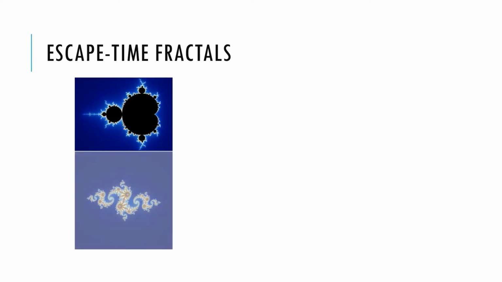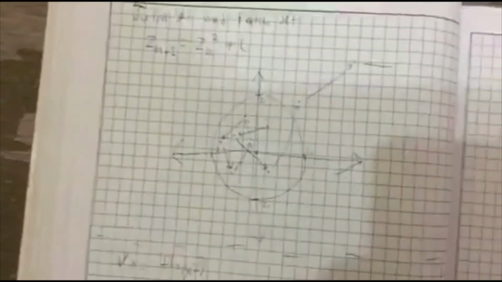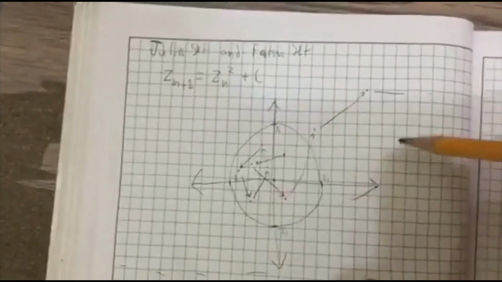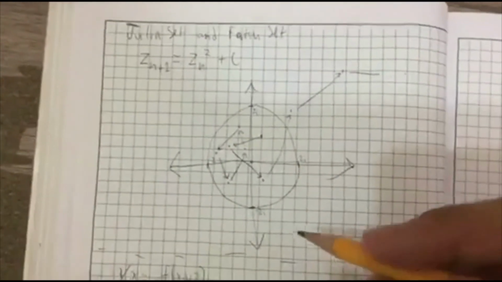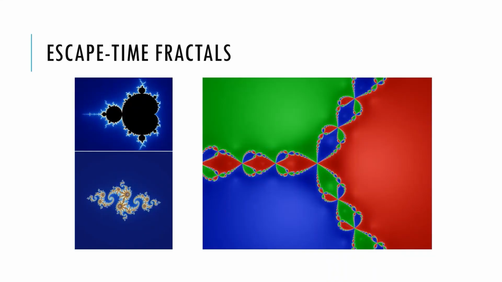Next are escape time fractals. These include the Mandelbrot set and the Julia and Fatou sets, and also the Newton fractals, which are based on methods of finding roots. Escape time fractals are made when one iterates a function on the complex plane and then checks for a certain property, such as if the point, once iterated, goes to infinity or stays within a certain radius of the origin.